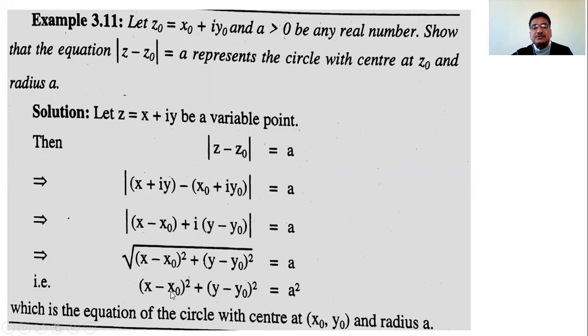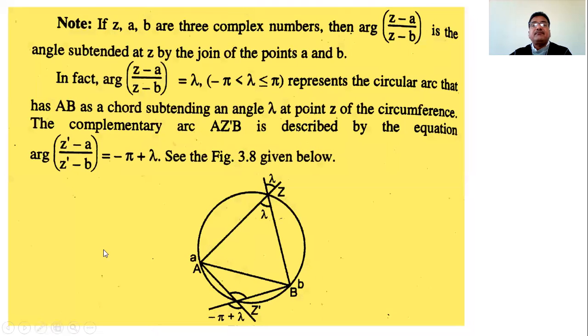Then taking the square of both sides, we have (x minus x0) squared plus (y minus y0) squared is equal to a squared. And this is the equation of a circle with center (x0, y0) and radius a. That is, this equation represents a circle with center z0. Center z0 means what? x0, y0 in ordered pair form, (x0, y0). And the radius is a.